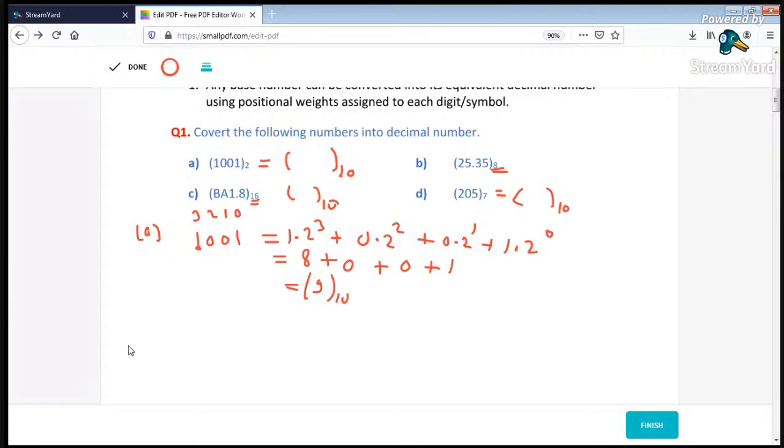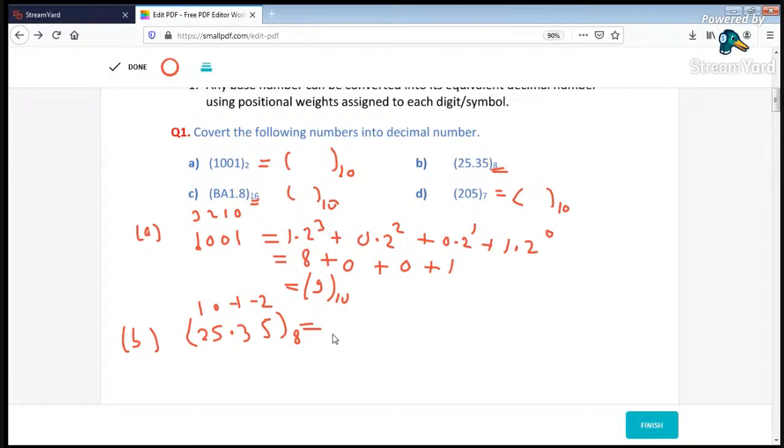Second problem, part B, is 25.35. That means we are going to convert an octal number into decimal. How will we convert it? This number has both an integer and a fraction portion, but in the previous case the binary number had only an integer part. Now for this problem, this is the decimal point. To the left of the decimal point, this position is the 0th position, this is the first position. To the right of the decimal point, this is the minus 1 position, this is the minus 2 position.